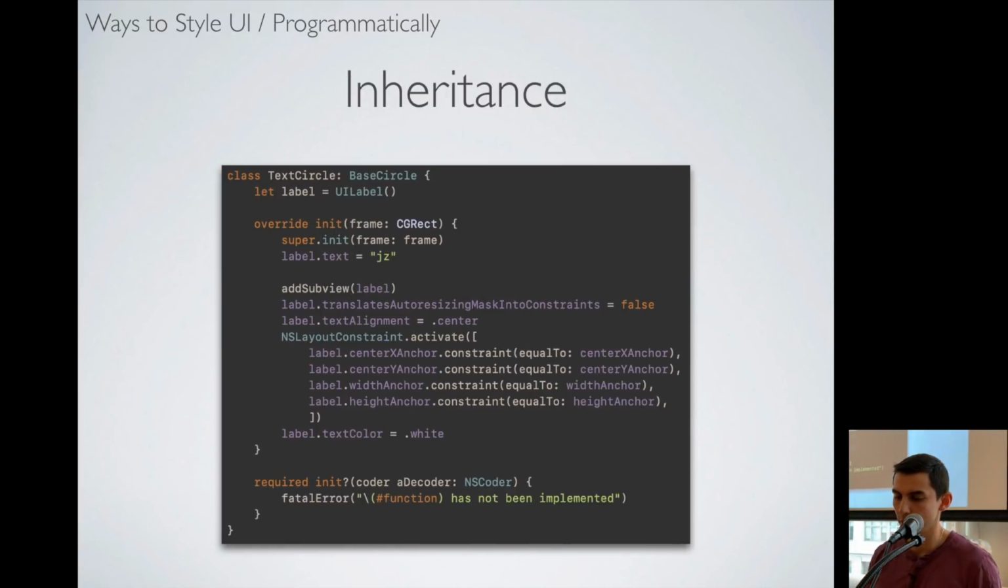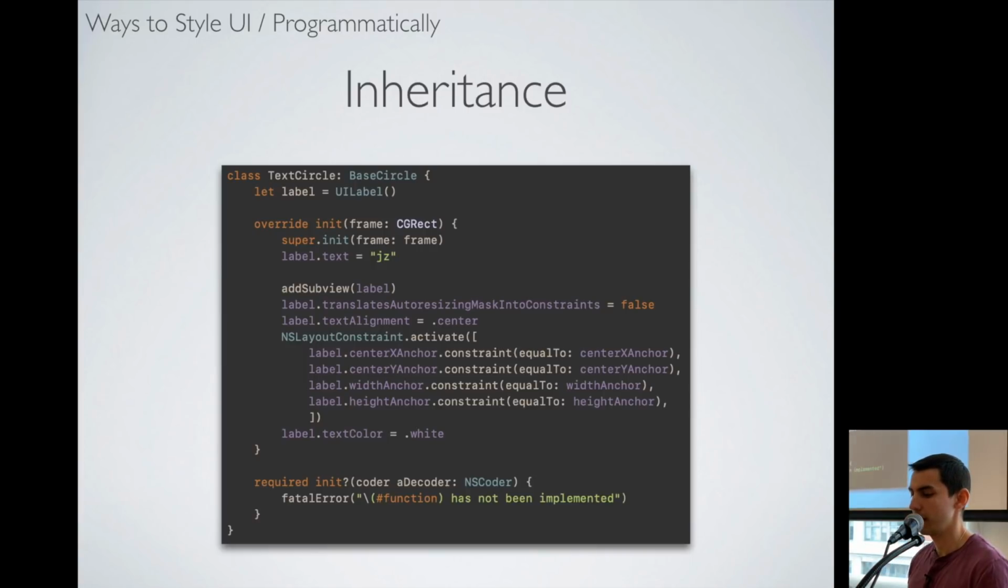So let's move on from this, and let's talk about the main way that we typically style, which is through inheritance. So you create these abstract style classes, in this case, base circle. And they have some kind of abstracted-out style. In this case, it would be the circle, the shape of the view, and maybe a background color. And then what you would do is create more specialized subclasses of that to give you the styles that you're looking for.